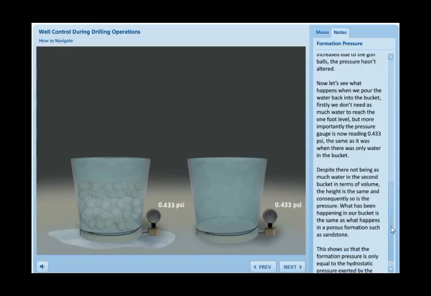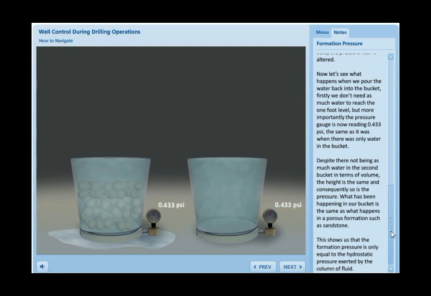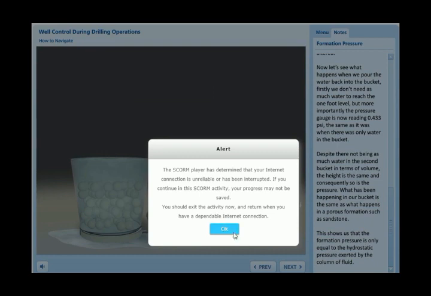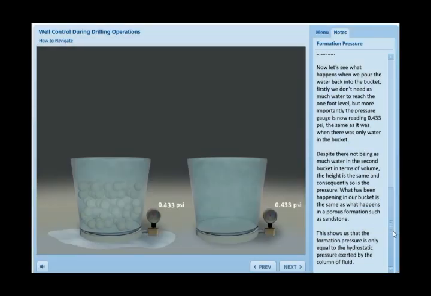Despite there not being as much water in the second bucket in terms of volume, the height is the same, and consequently, so is the pressure. What has been happening in our bucket is the same as what happens in a porous formation, such as sandstone. This shows us that the formation pressure is only equal to the hydrostatic pressure exerted by the column of fluid.